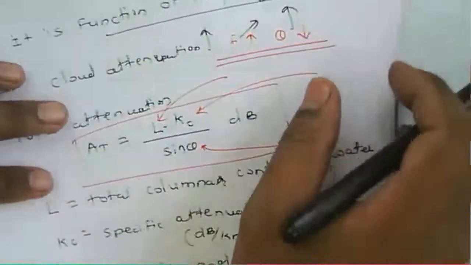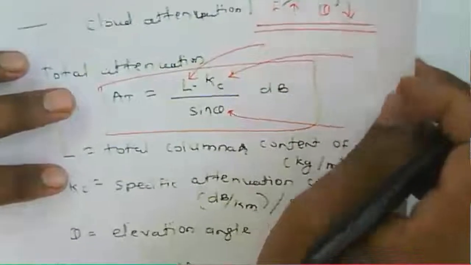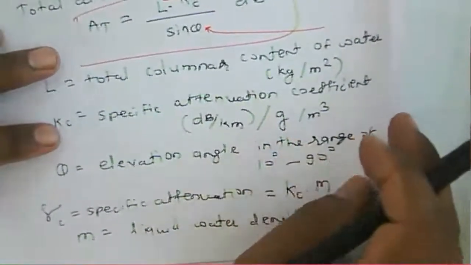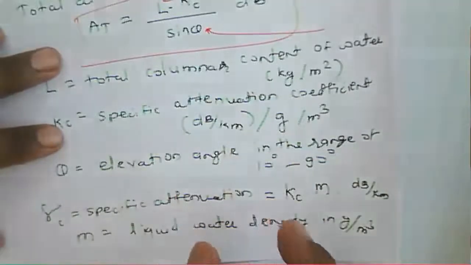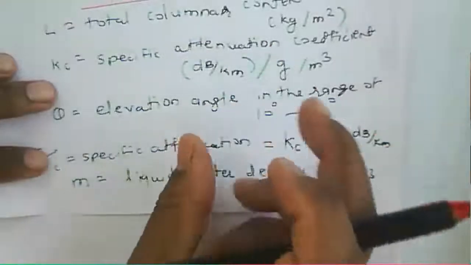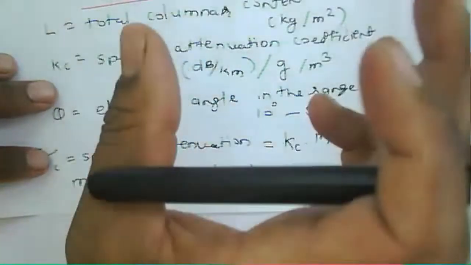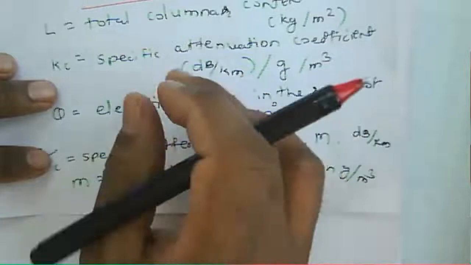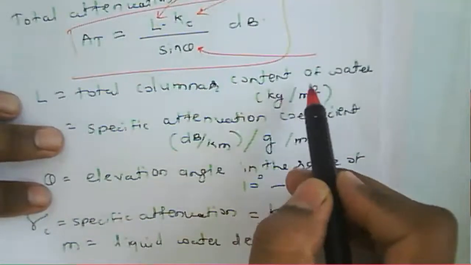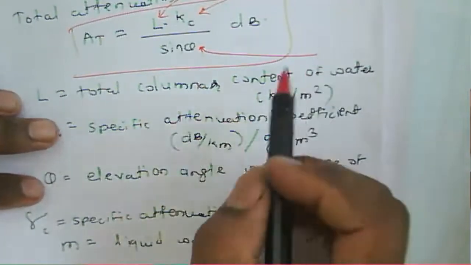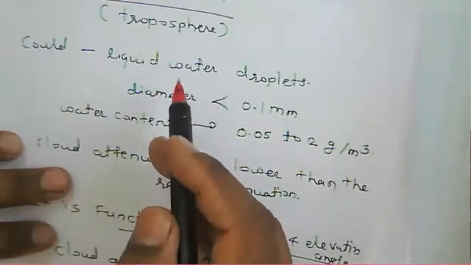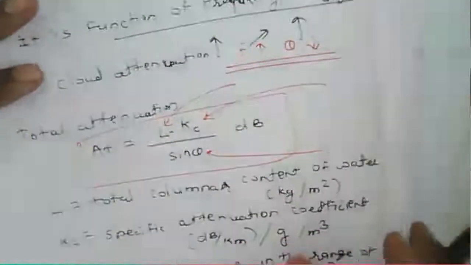Okay, cloud attenuation is a function of frequency for different elevation angles, and again it depends upon what the clouds are and what the cloud depth is. We have the cloud depth, and what the liquid water content is in that particular cloud. Okay, liquid water droplets, or liquid water content, in that particular cloud.